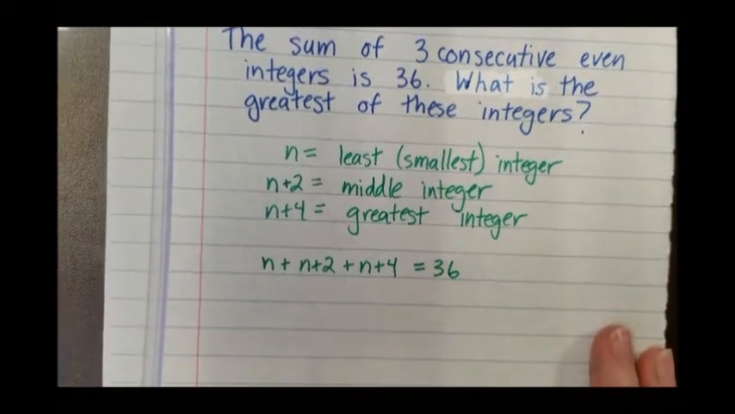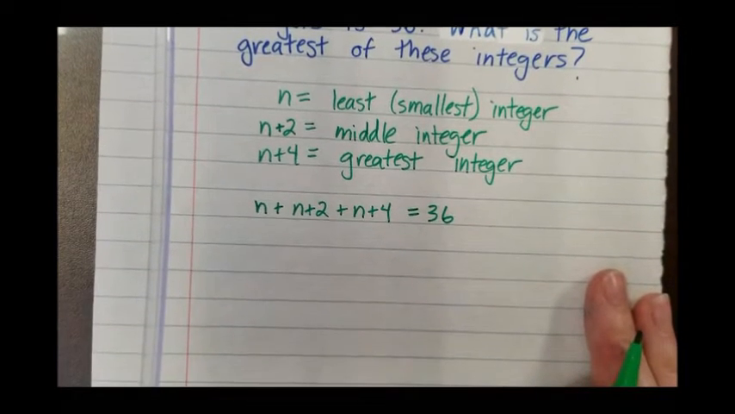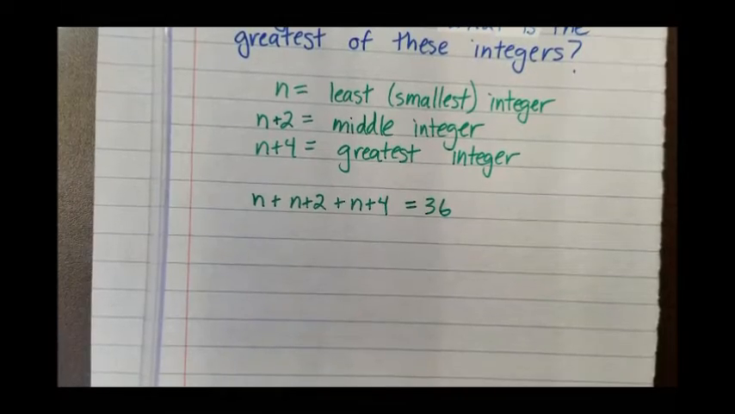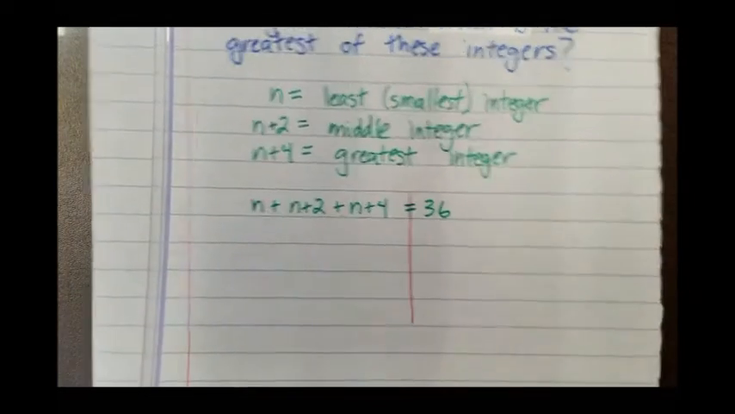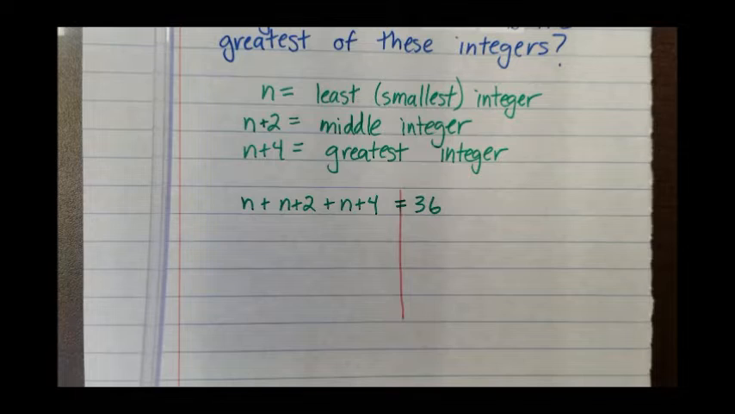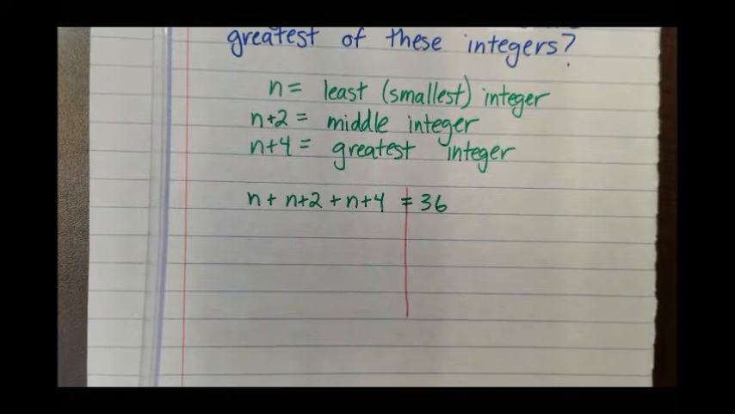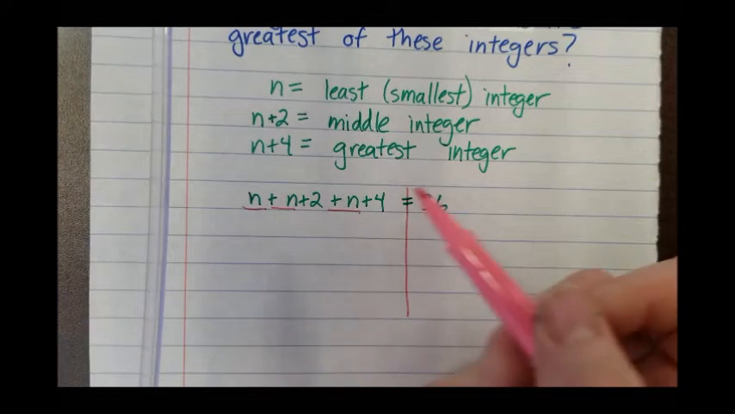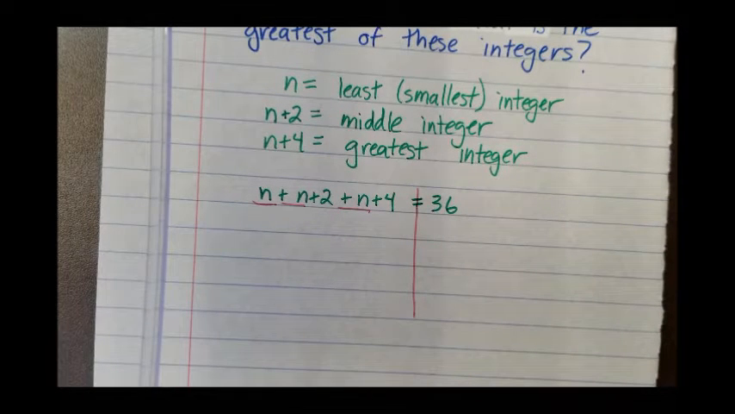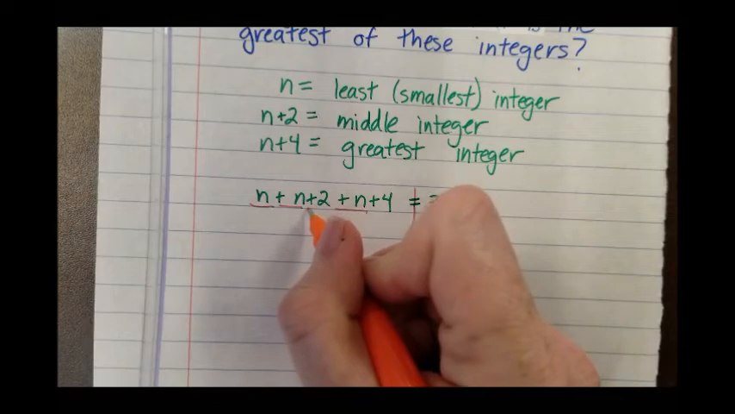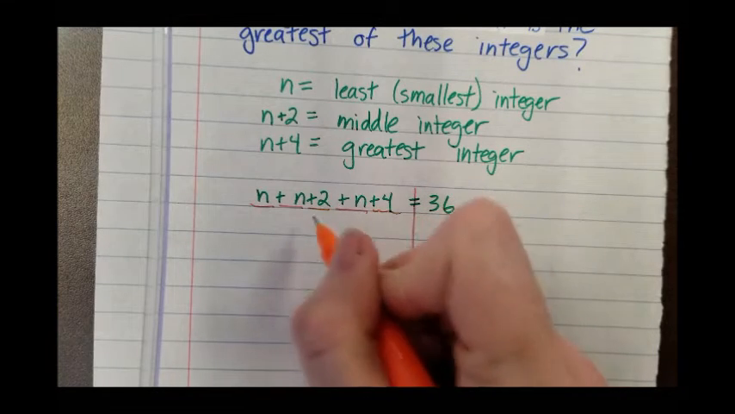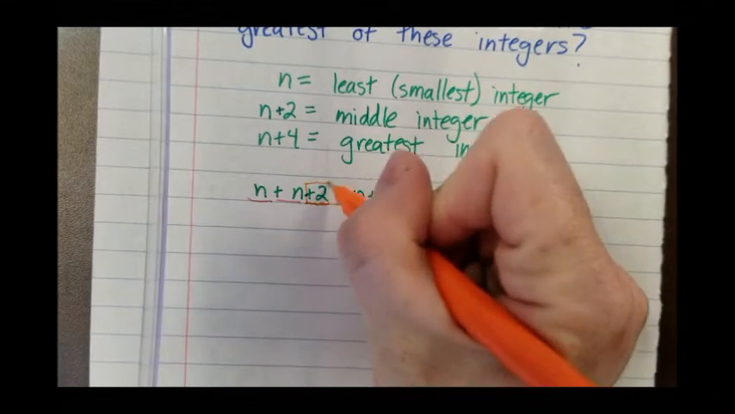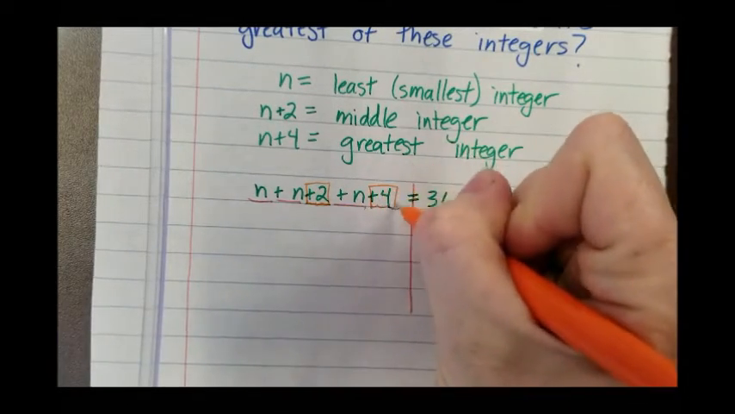The next step we need to take is to solve this equation. And the first thing we're going to do, of course, is draw our river. We always draw a river to keep our sides separate. And we're going to combine our like terms. So like terms, we've got n, plus n, plus n, and then we have plus 2, plus 4. Let me box those because the colors are a little too similar.